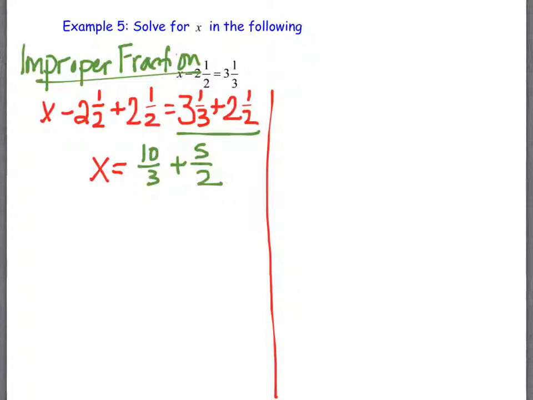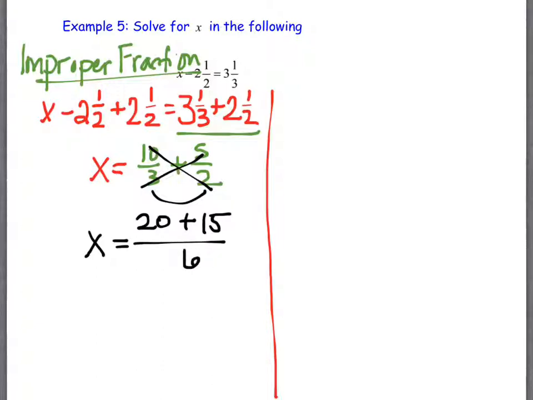You can get a common denominator, and just for the sake of showing it one more time, I'm going to do the cool little visual. But you don't have to. So this would be 20 plus 15 over 6. What's 20 plus 15? So 35 over 6. So here's a question for you.